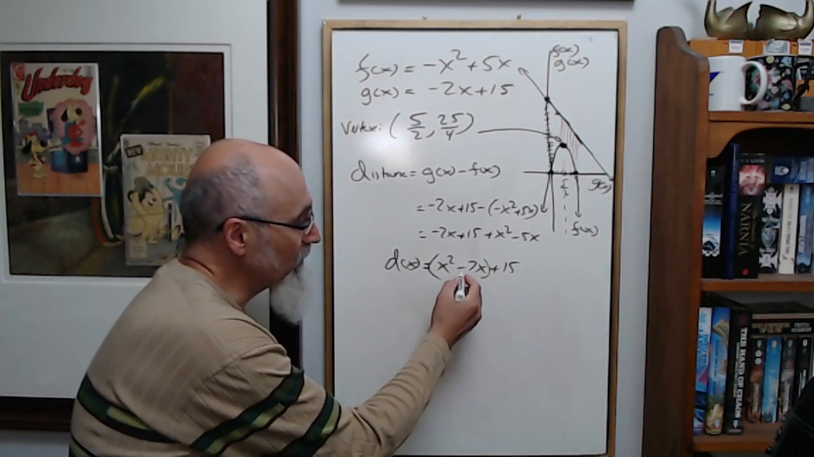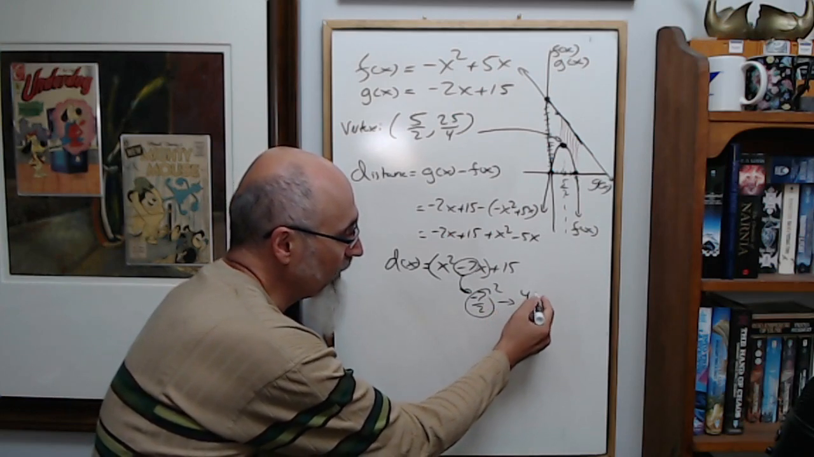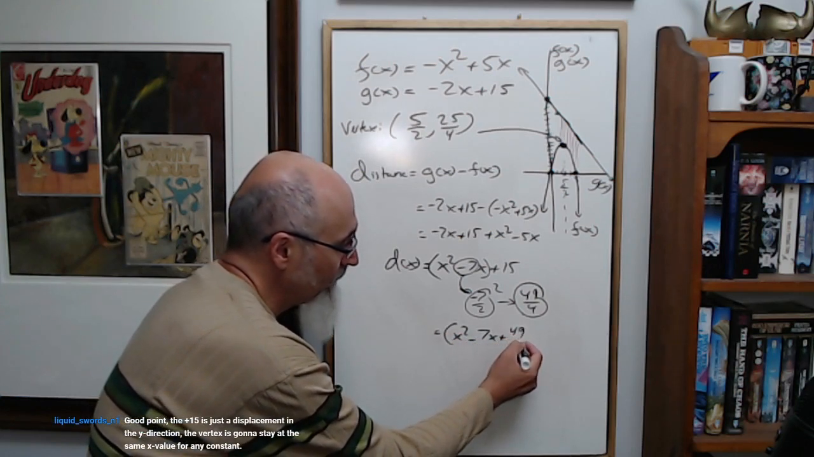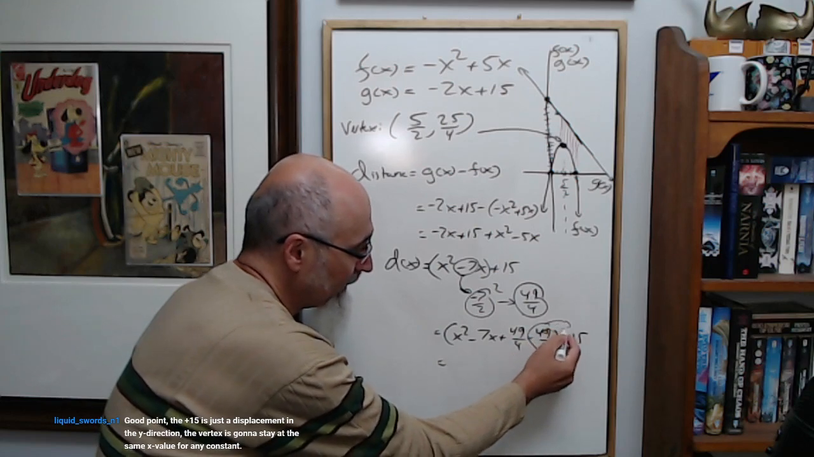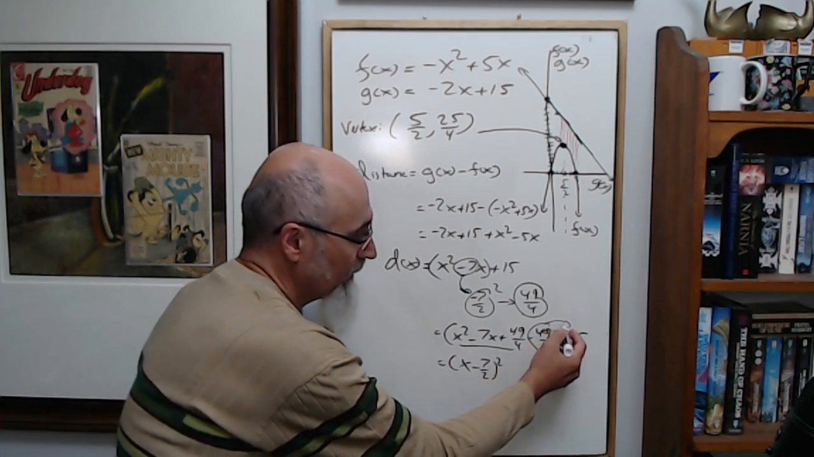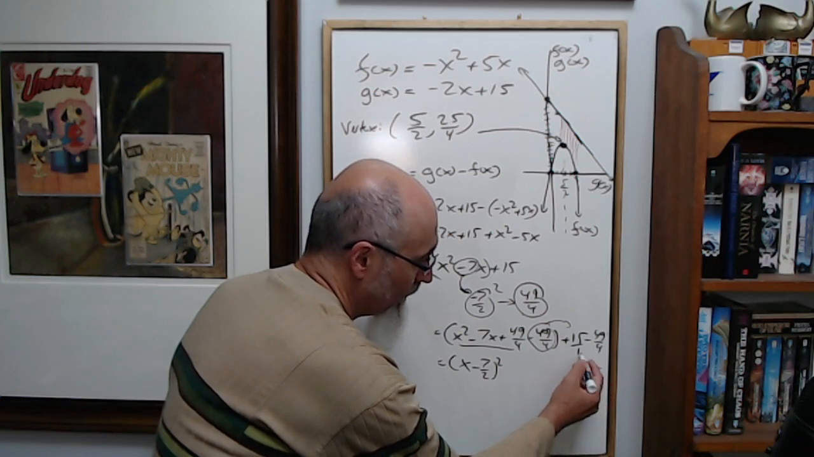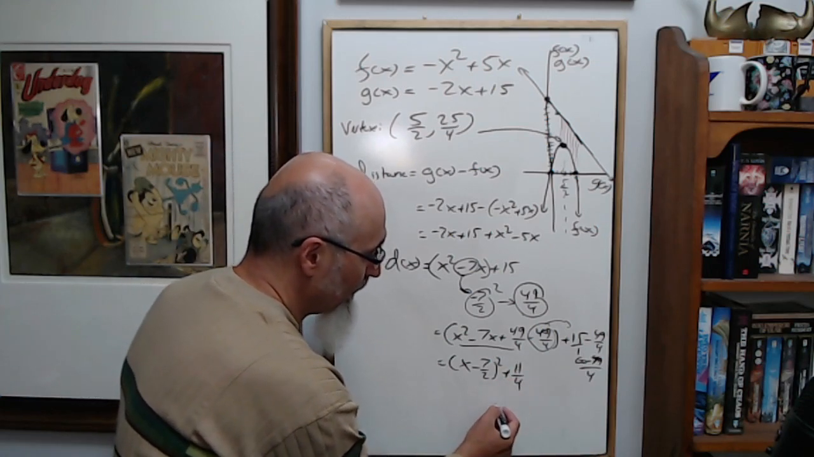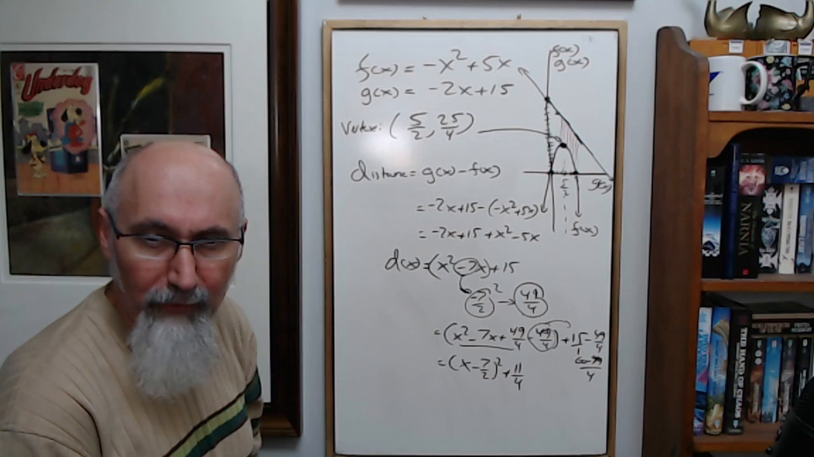Find the vertex, put those in brackets, divide this by 2. This is completing the square, right? Square it, you get 49 over 4. Add and subtract that inside the brackets: x squared minus 7x plus 49 over 4 minus 49 over 4 plus 15. Kick that out, and this factor is x minus 7 over 2 squared. That term comes out, becoming negative 49 over 4. So add those together: 60 minus 49 over 4, so it's going to be 11 over 4. So that's the vertex of this parabola, right?